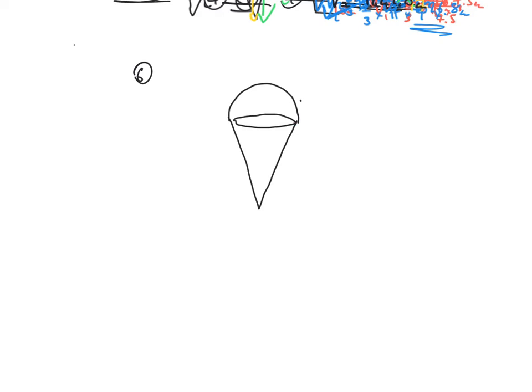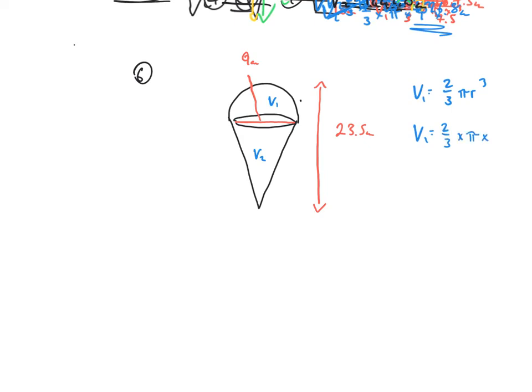Okay, so this time I'm told that the length going across the way there is 9 centimetres. The height of the shape is 23.5 centimetres. I'm going to call that V1, call that V2. Okay, V1 is a hemisphere, 2/3 pi r cubed. 2/3 times pi times the radius cubed.